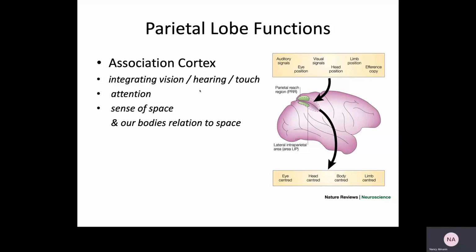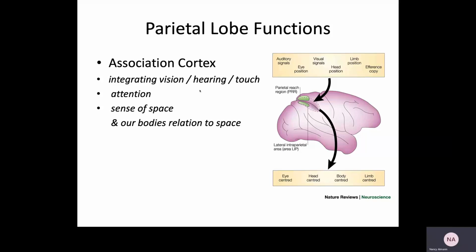Now, parietal lobe. Parietal lobe is considered the association cortex because it does a lot of integration. It's going to integrate what you see, what you hear, and what you touch or feel. It will also play a role in helping you maintain attention. It will also play a role in your sense of space and your body's relationship to that space.